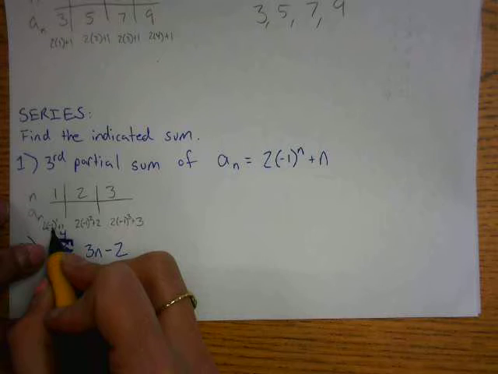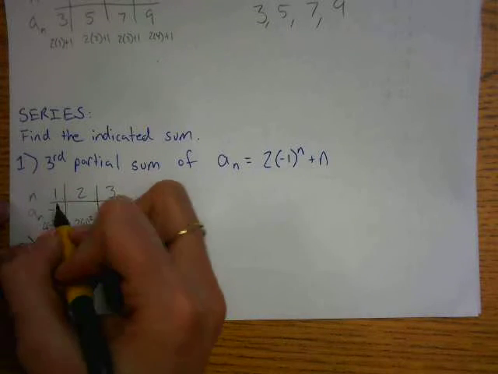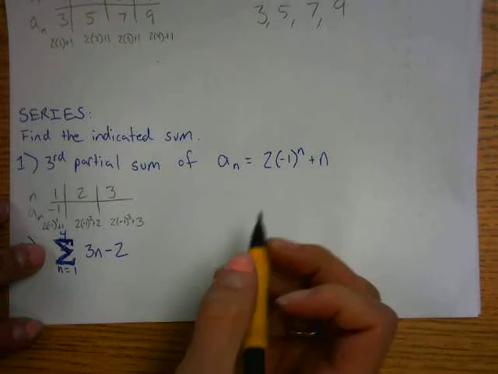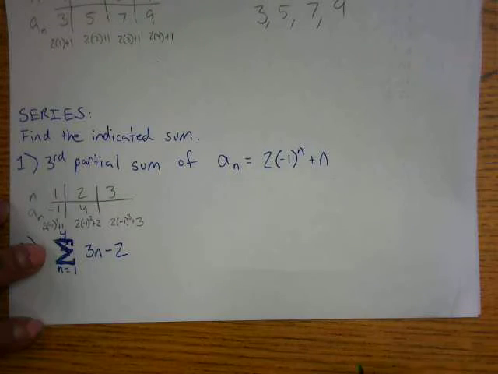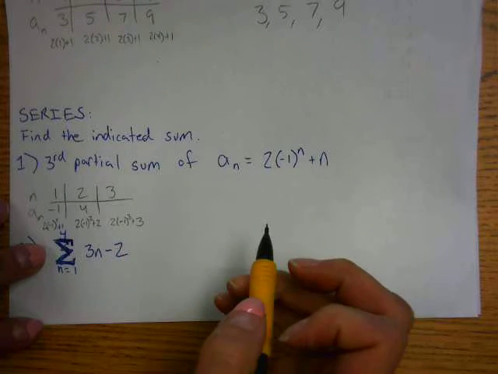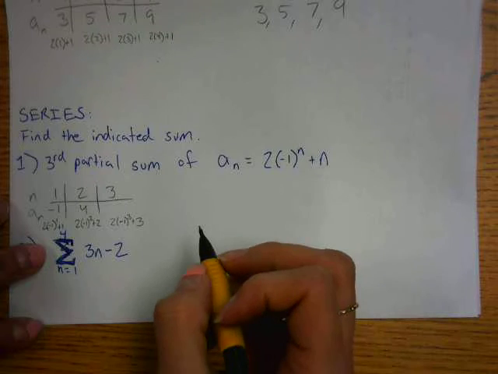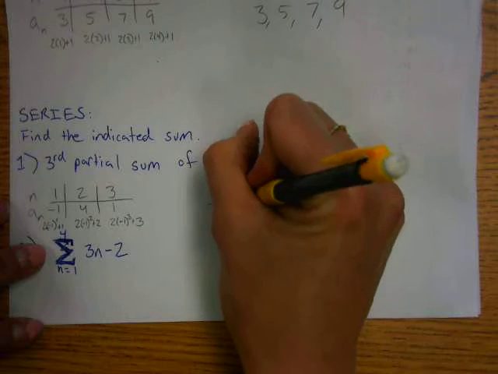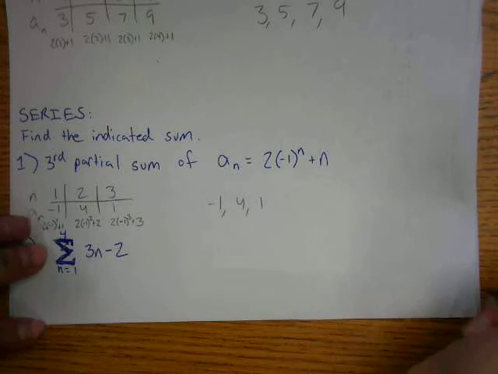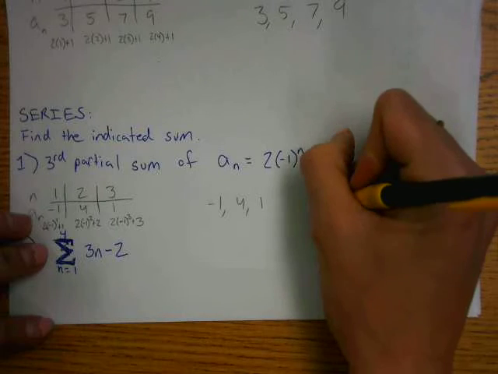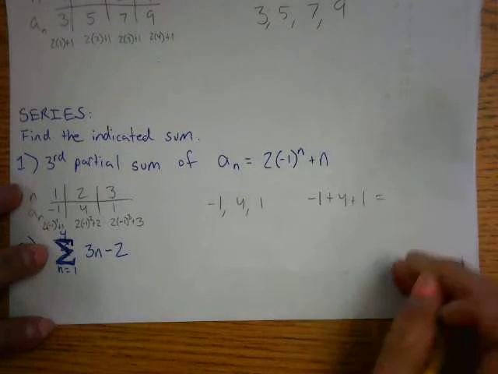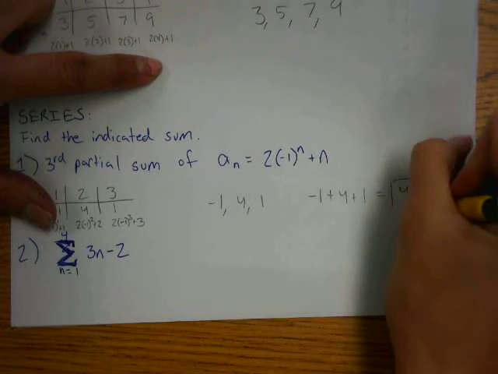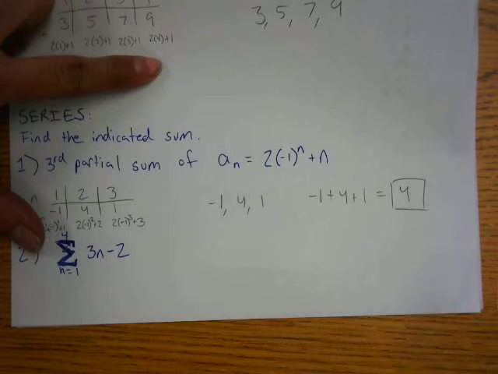This would give me negative 2 plus 1 is negative 1. The next one would give me positive 1 times 2 is positive 2, plus 2 is 4. And the third one, negative 1 cubed is negative 1 times 2 is negative 2, plus 3 would be a positive 1. So I end up with negative 1, 4, and 1 as my first 3 terms of my sequence. And the third partial sum would be negative 1 plus 4 plus 1. Negative 1 plus 4 would be 3, plus 1 would give us a total of 4. That would be my third partial sum.